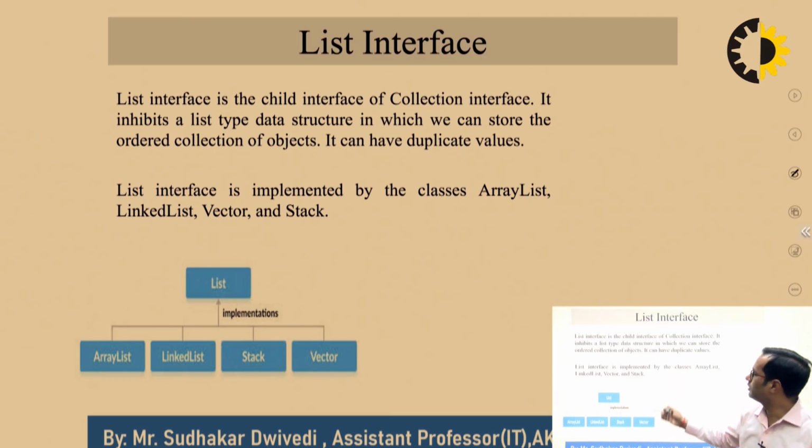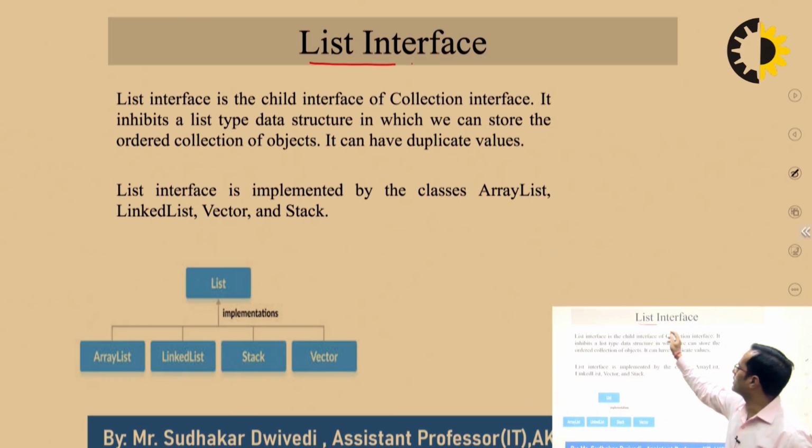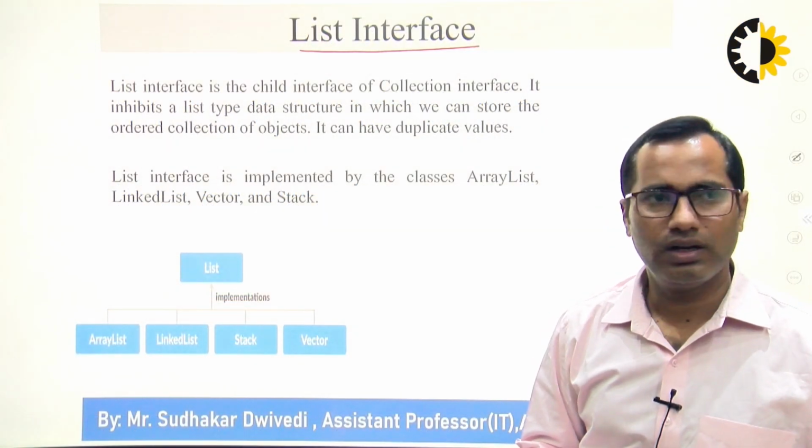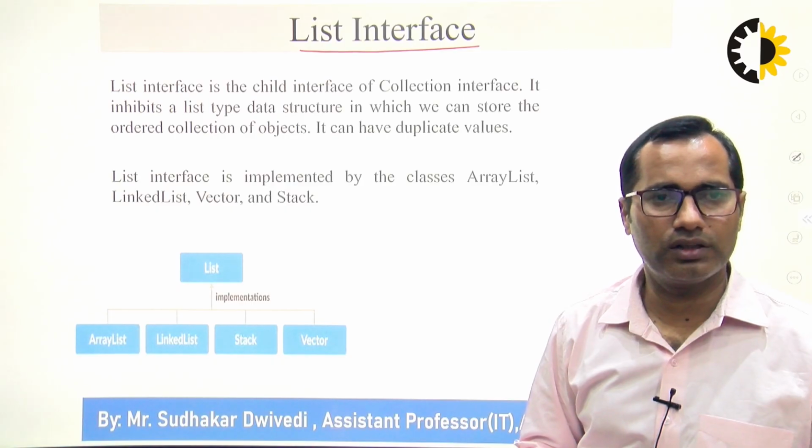So we will look at the implementation of specific types of interfaces. I have said the List interface is the child interface of the Collection interface, and it's a list type data structure where we can store an ordered collection of elements, and it can have duplicate elements also. As I mentioned earlier, the Set interface does not allow duplicate elements, but the List interface can have duplicate elements.